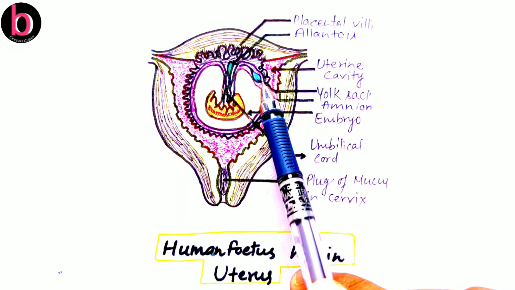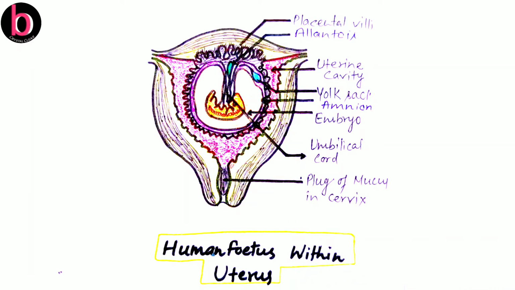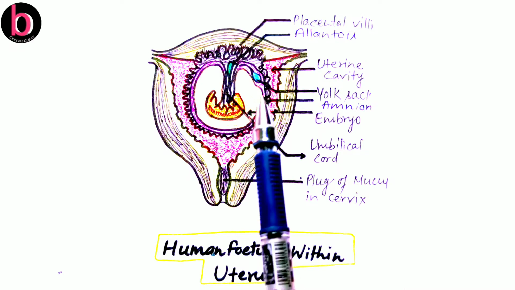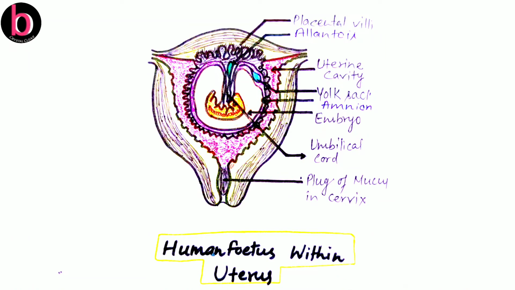This is here. Yolk Sac is usually non-functional in humans except for early blood synthesis, that is hemopoiesis. So these are the four membranes.